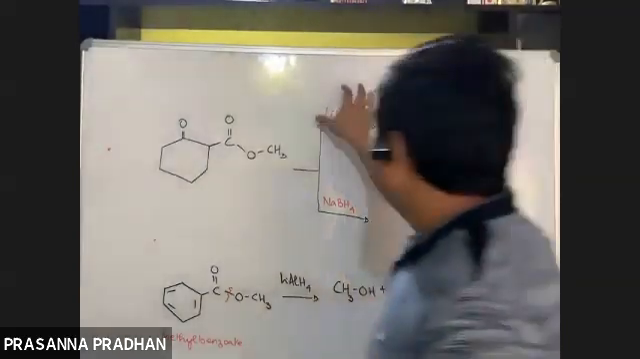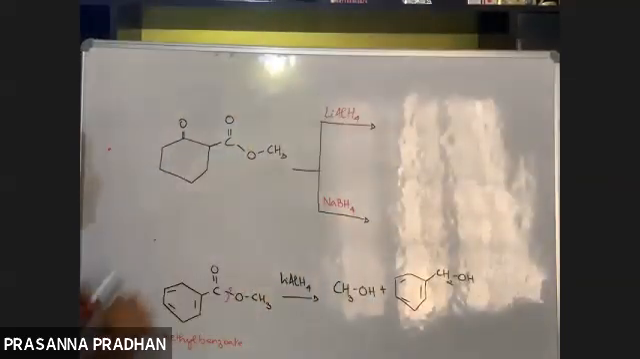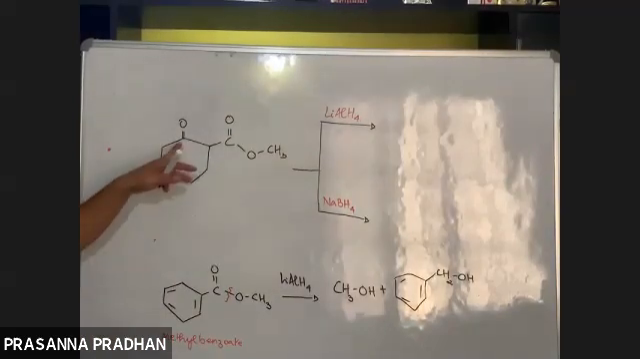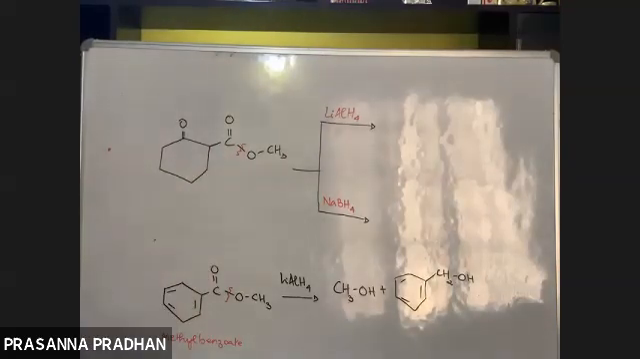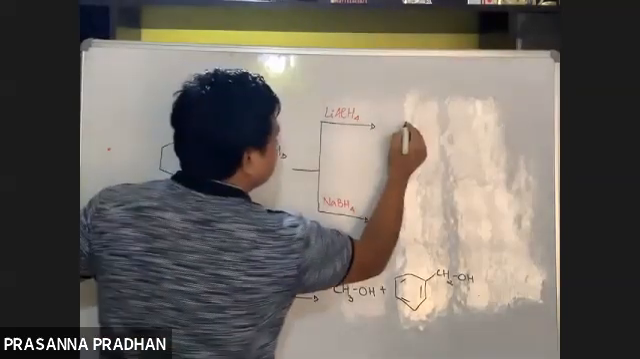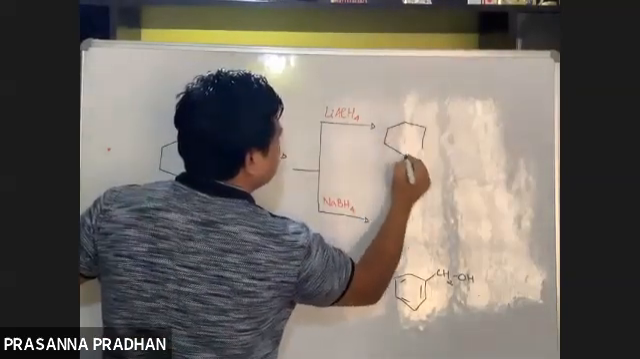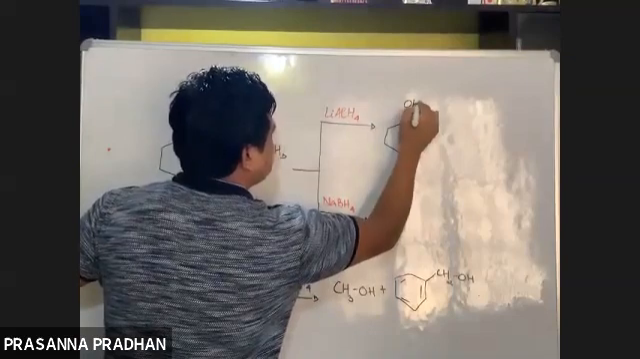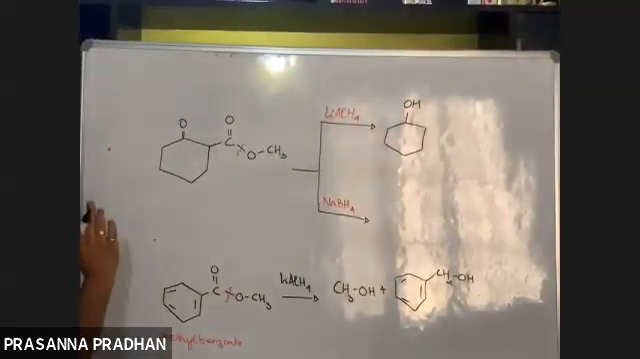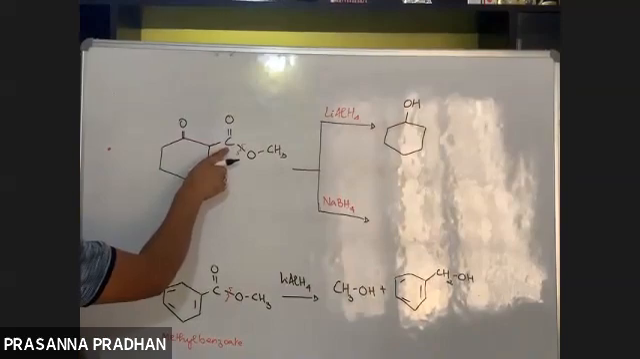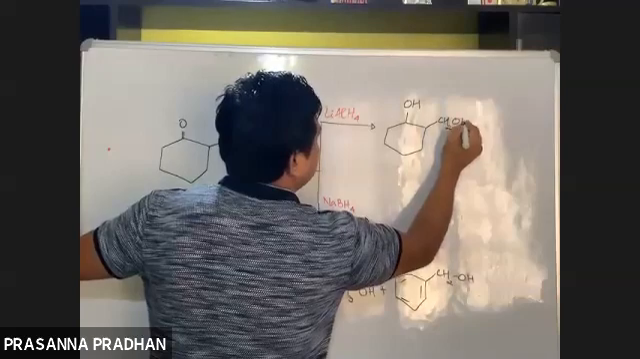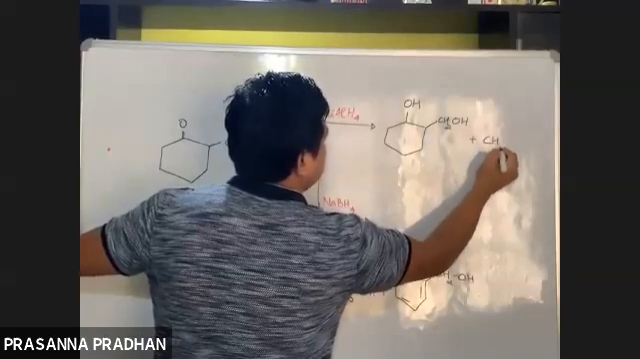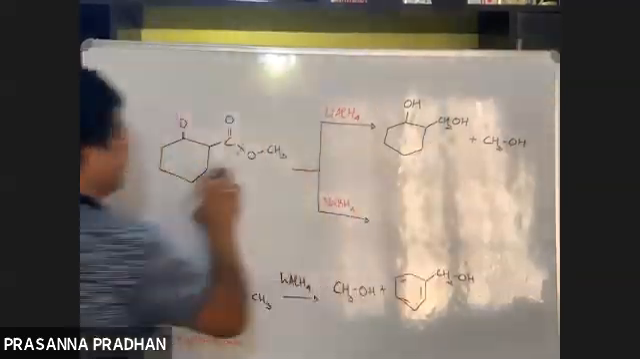Now, lithium aluminium hydride is a non-selective reducing agent. It will reduce the ketone part as well as the ester part. How are esters reduced? The C-O bond will cleave here. So this ketone part will get reduced to CHOH. And this fragment will give us what? CH2OH plus CH3OH, the other part is CH3OH.